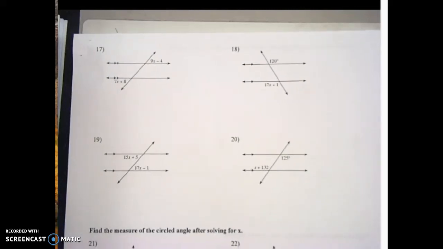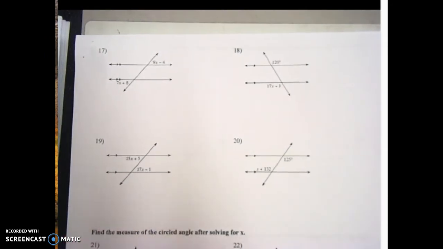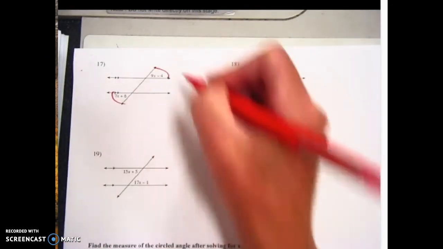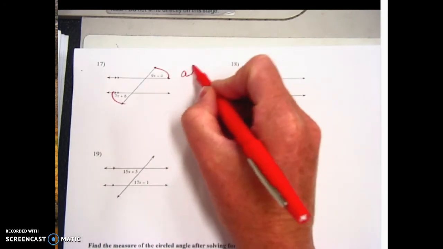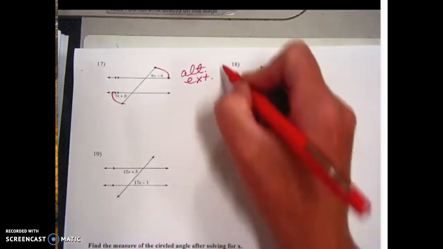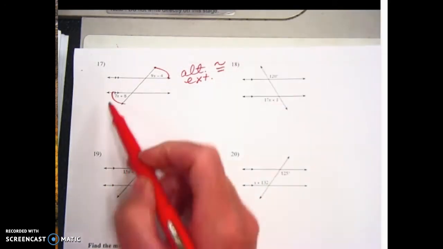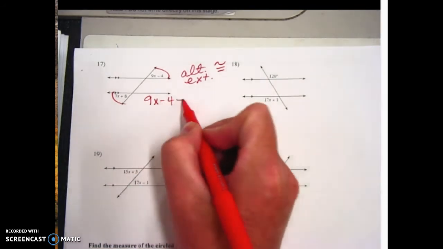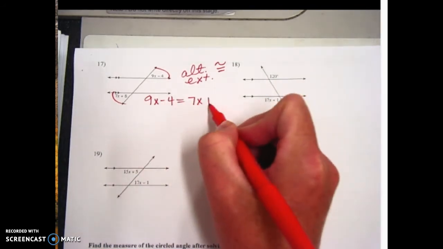So we're on page 3 of the Chapter 3 practice test for geometry, starting with number 17 up at the top. We're going to mark the two angles so we notice that they are alternate exterior angles, and alternate exterior angles should be congruent. So we're going to take those two expressions and put an equal sign between them. And then we're going to solve algebraically.